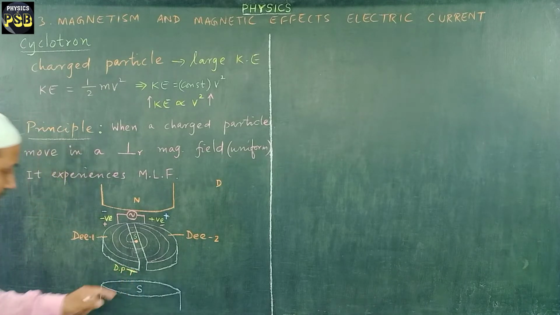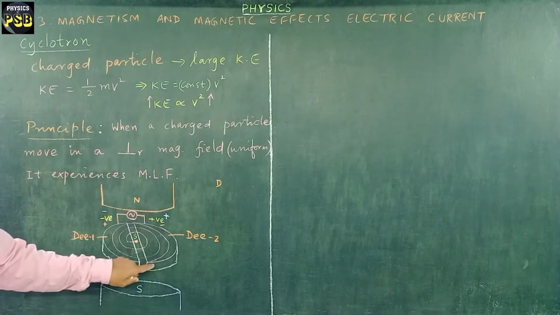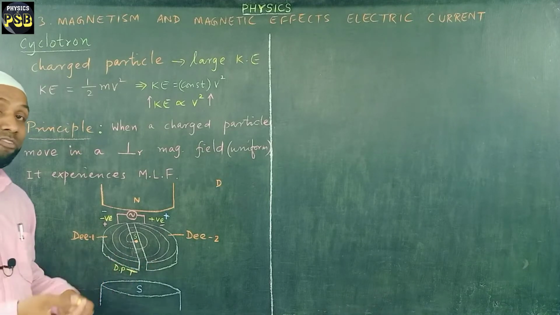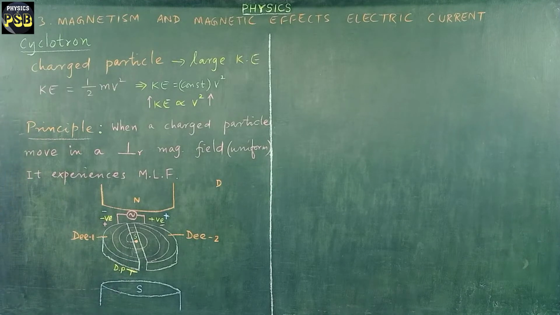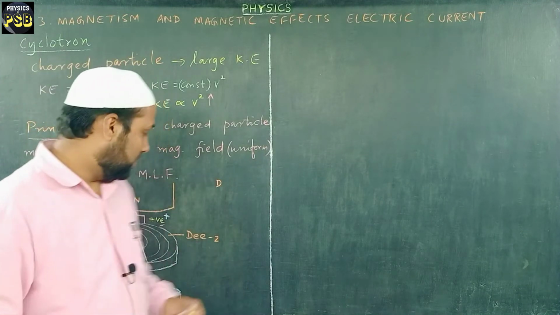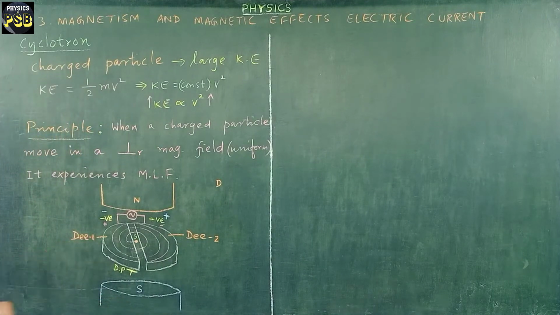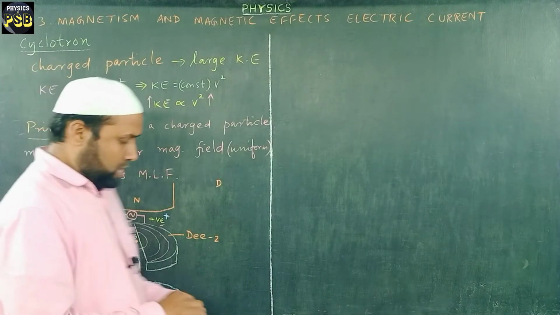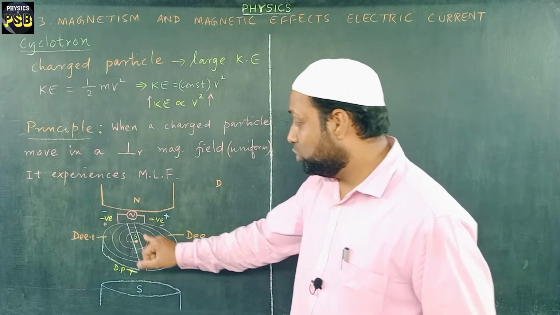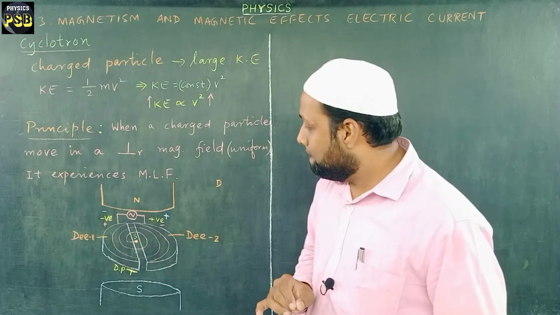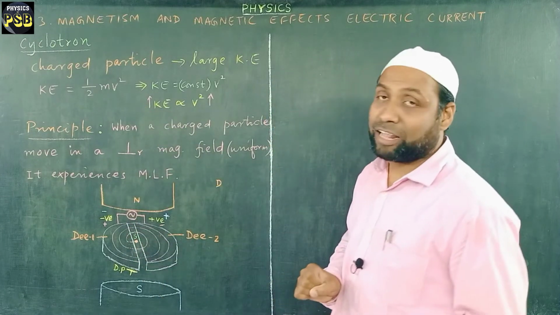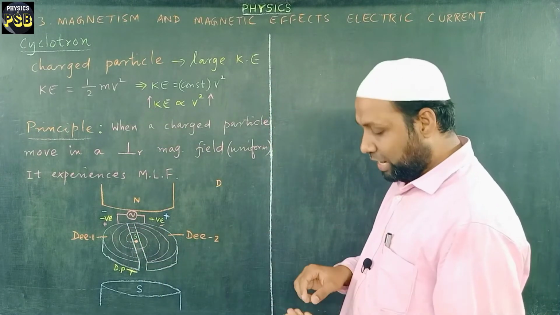With the help of a deflector plate, the charged particles which have gained high velocity are removed out and made to hit the target. Clear? Okay. Now, with what velocity do these particles travel within the cyclotron? Let's find out that.